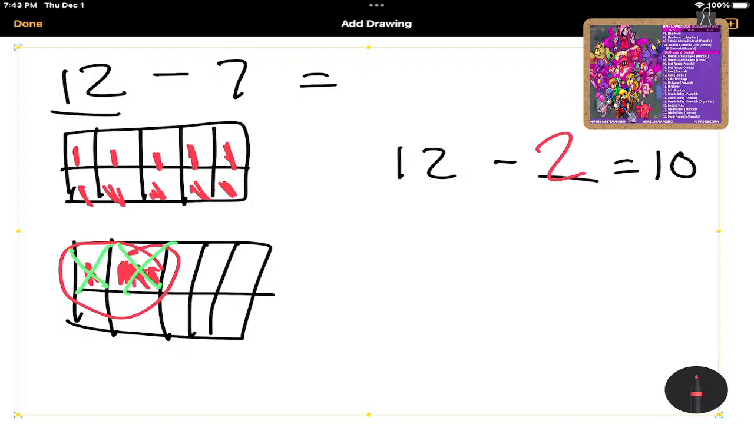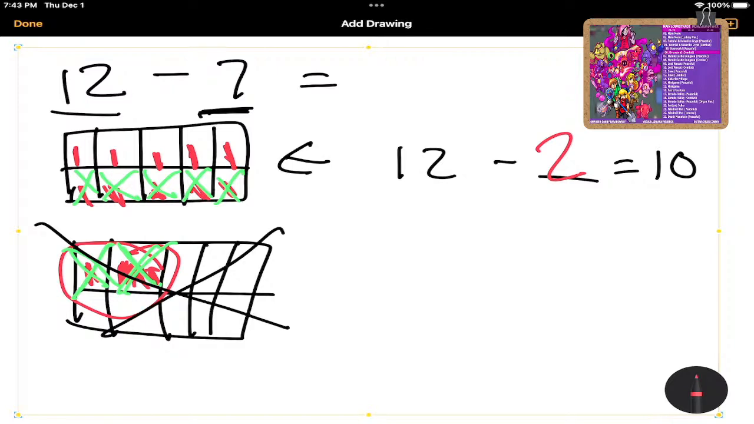Okay. But how many do we have here? 7. So we already subtracted here 2, right? So 1, 2, 3, 4, 5, 6, 7. Okay, so pay attention. So now we have 10. 12 minus 2 because we erased this to make a 10 frame, right? So now we have a 10 frame minus what? Equals what?